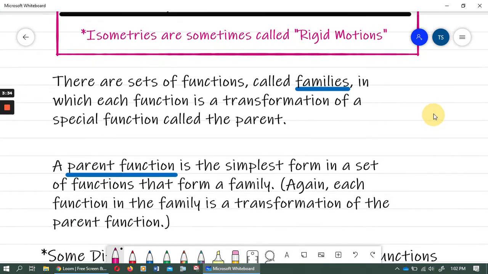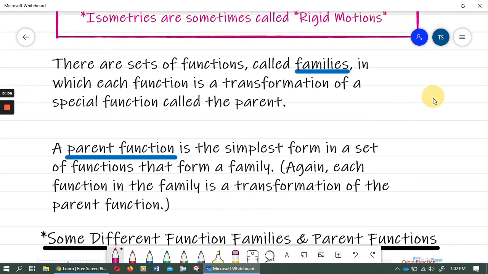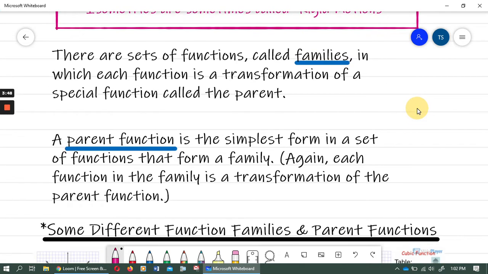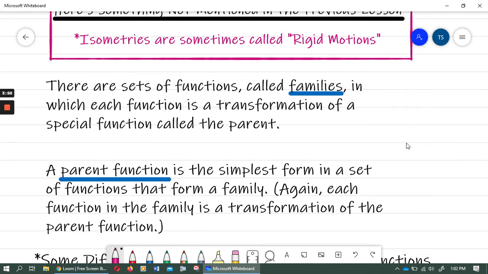Okay. So there are special types of functions that we call families, and all of those functions in that family, guys, are going to be transformations of what we call the parent function. So guys, a parent function is the simplest form in a set of functions that form a family. So again, when you have a family of functions, that parent function is going to be the simplest form in a set of functions that form a family.